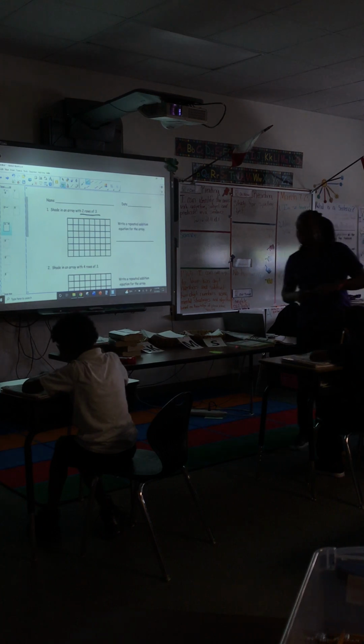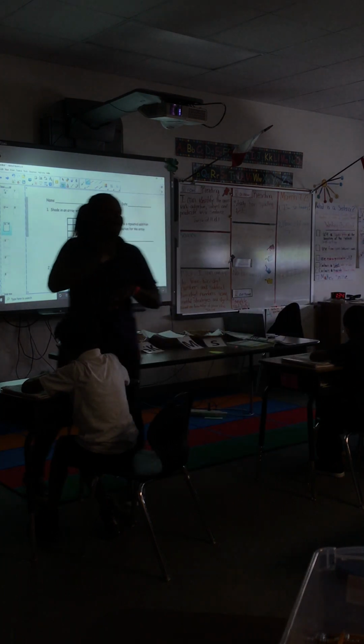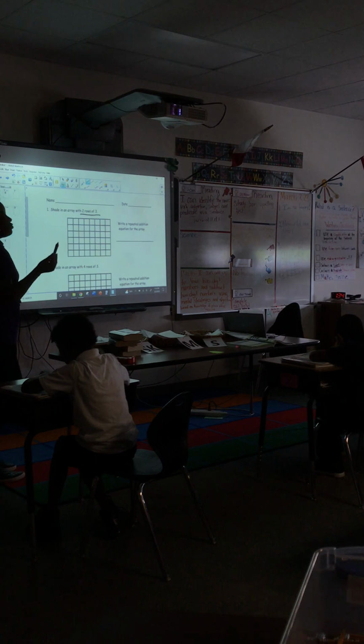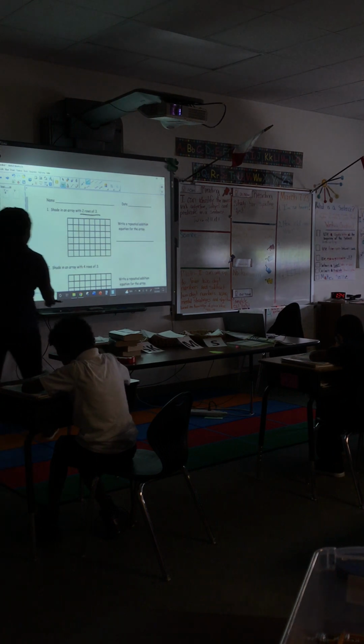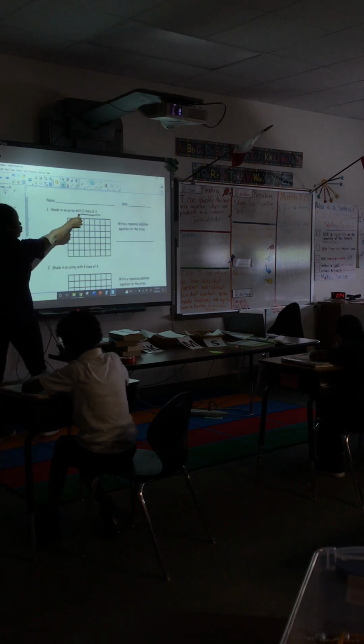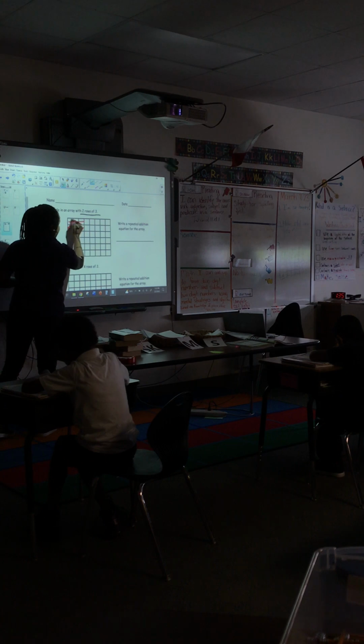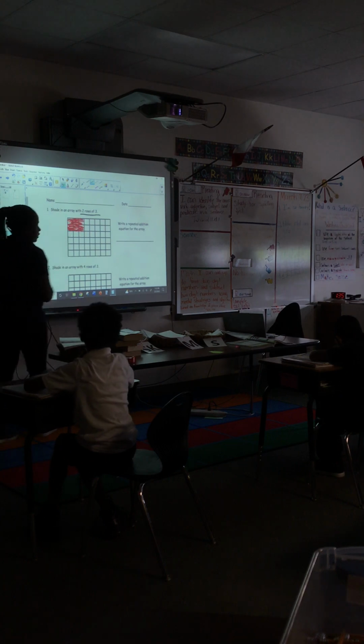3. That's why I gave you your color pencil, but you've got to make sure you do it right because you cannot erase the color pencil. So take your time when you're doing it. 2 rows of 3. 1, 2, 3. And then all I'm going to do is just shade it in.